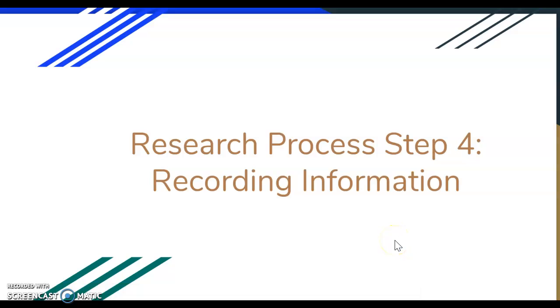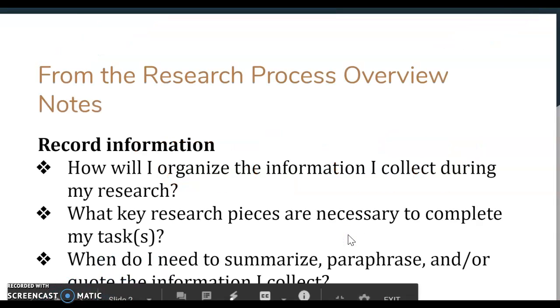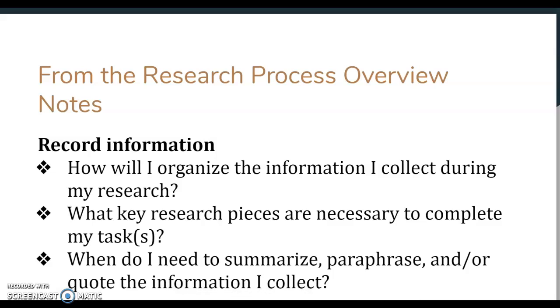Today we're going to talk about research process step number 4, which is recording information. At this point in the research process, you should have defined your task, which included identifying the topic for your research and your guiding questions. During step 2, you determined which sources you are going to locate by finding them using different databases such as Gale. And then during step 3, you evaluated those sources to make sure that the information you are going to record is accurate. Today, we're going to talk about the different things that you need to consider during this part of the research process, recording information.